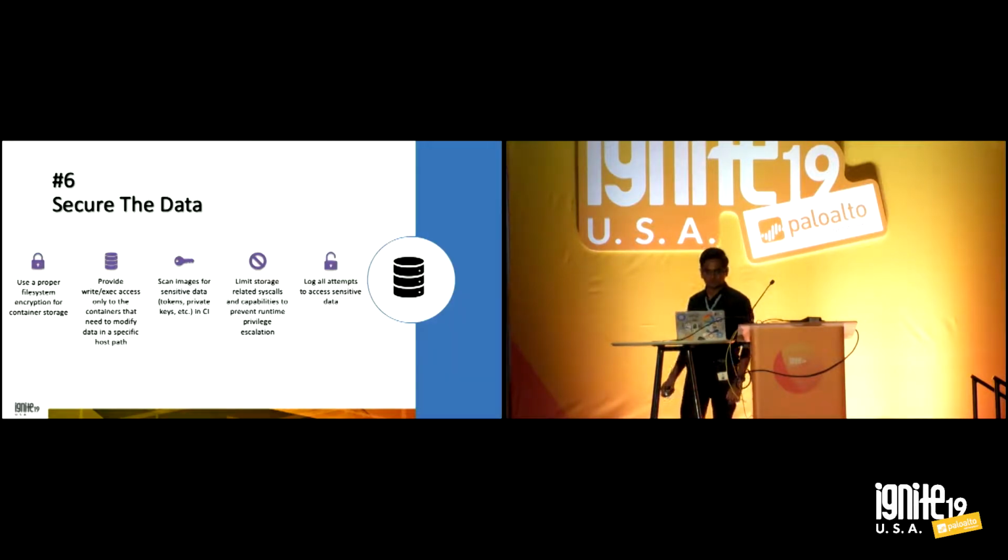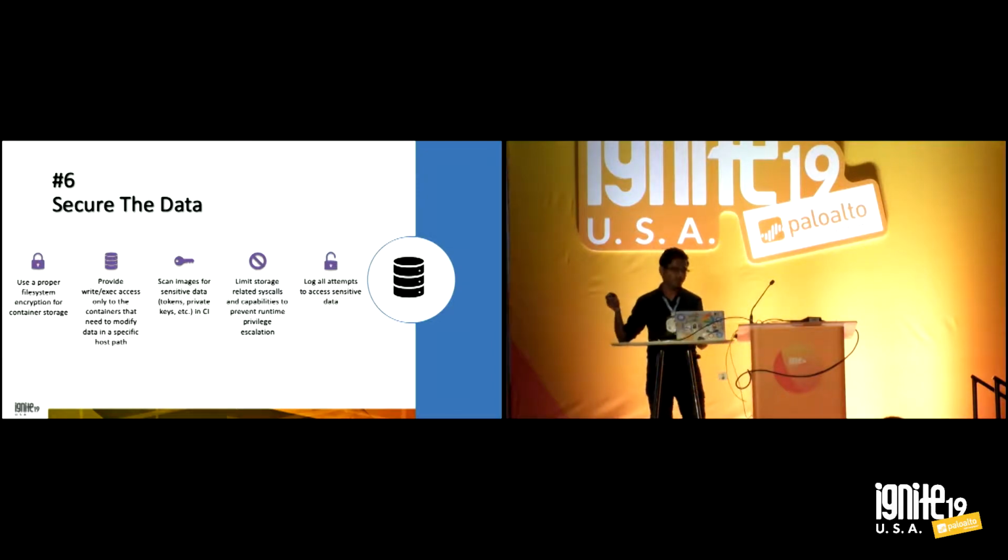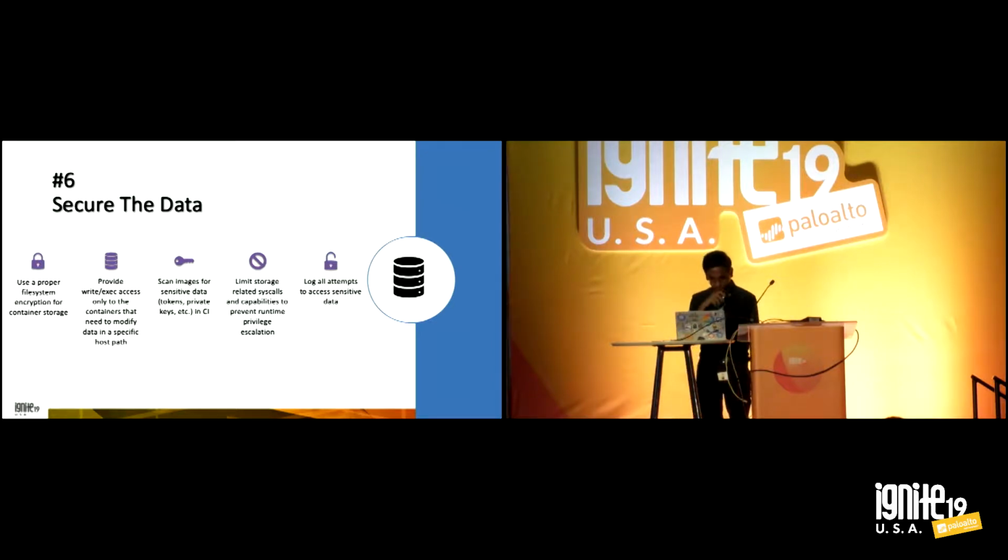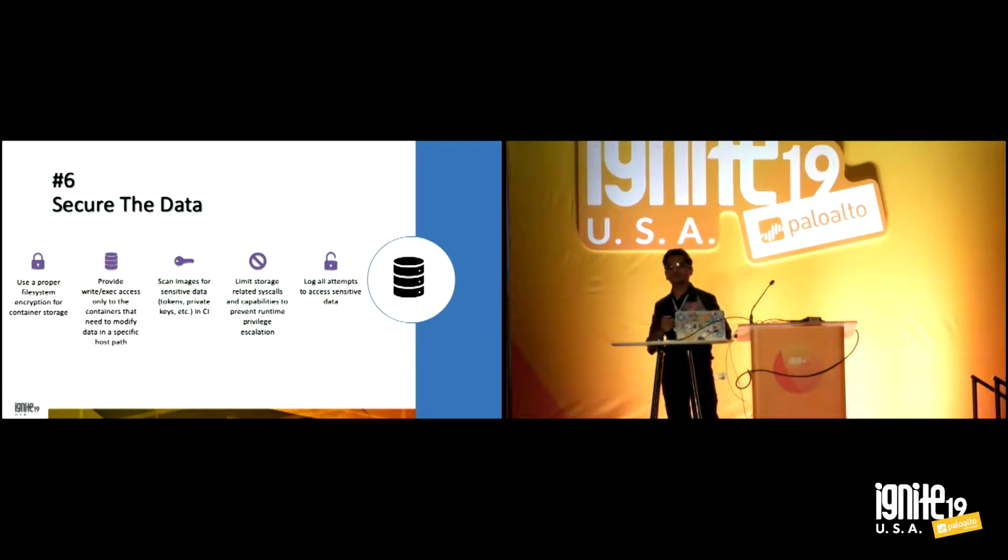Next one is securing the data. This is more focused on securing the actual data, using a proper file system encryption for storing the data, providing write and exec access to only certain containers. Most containers shouldn't have write and exec access to the host file system. Scan images for sensitive data. Now, this is not scanning for vulnerabilities, but scanning for sensitive data, like if you check in some API keys or secrets by mistake.